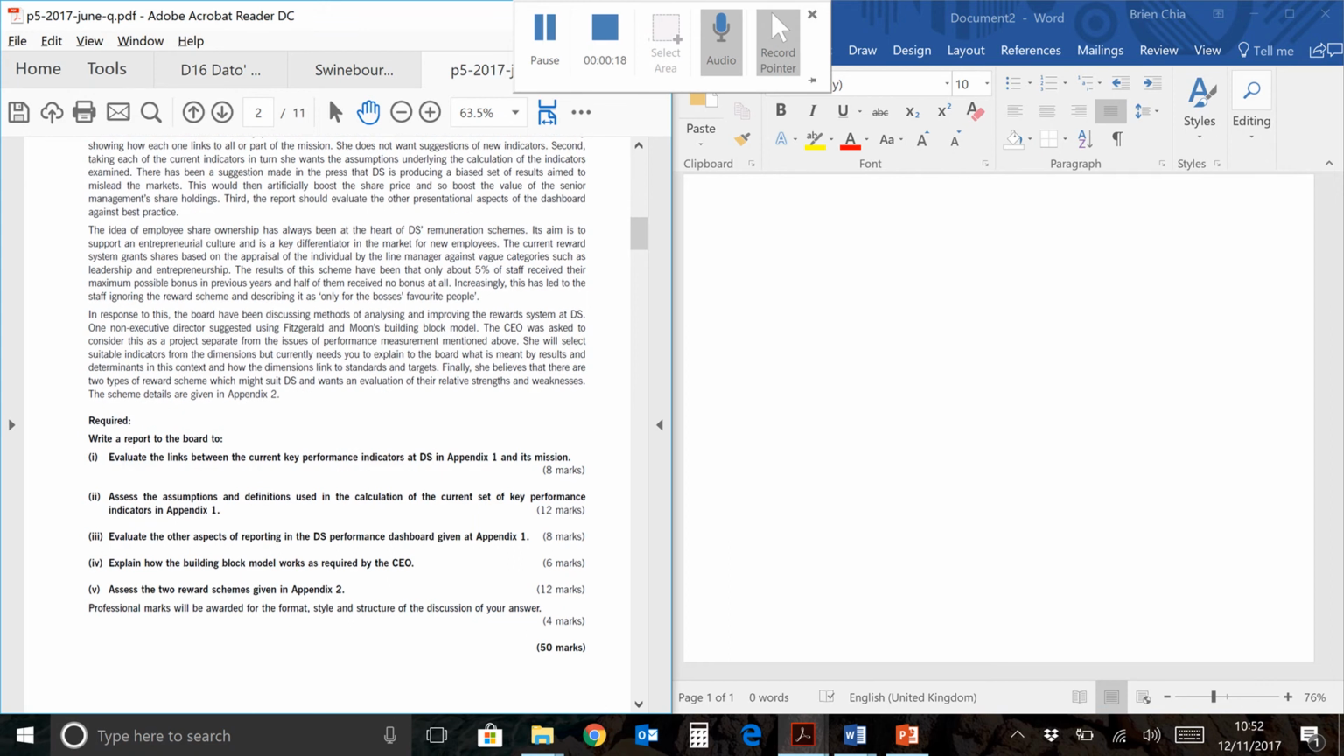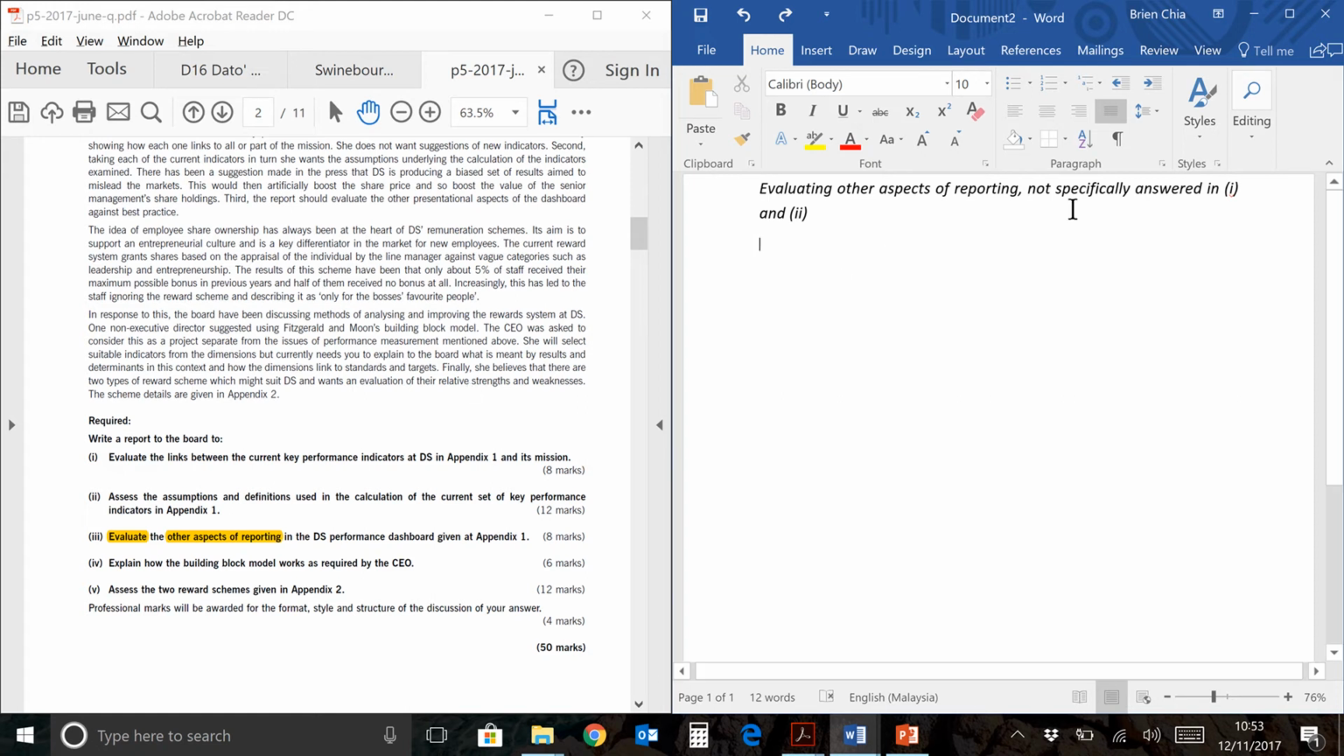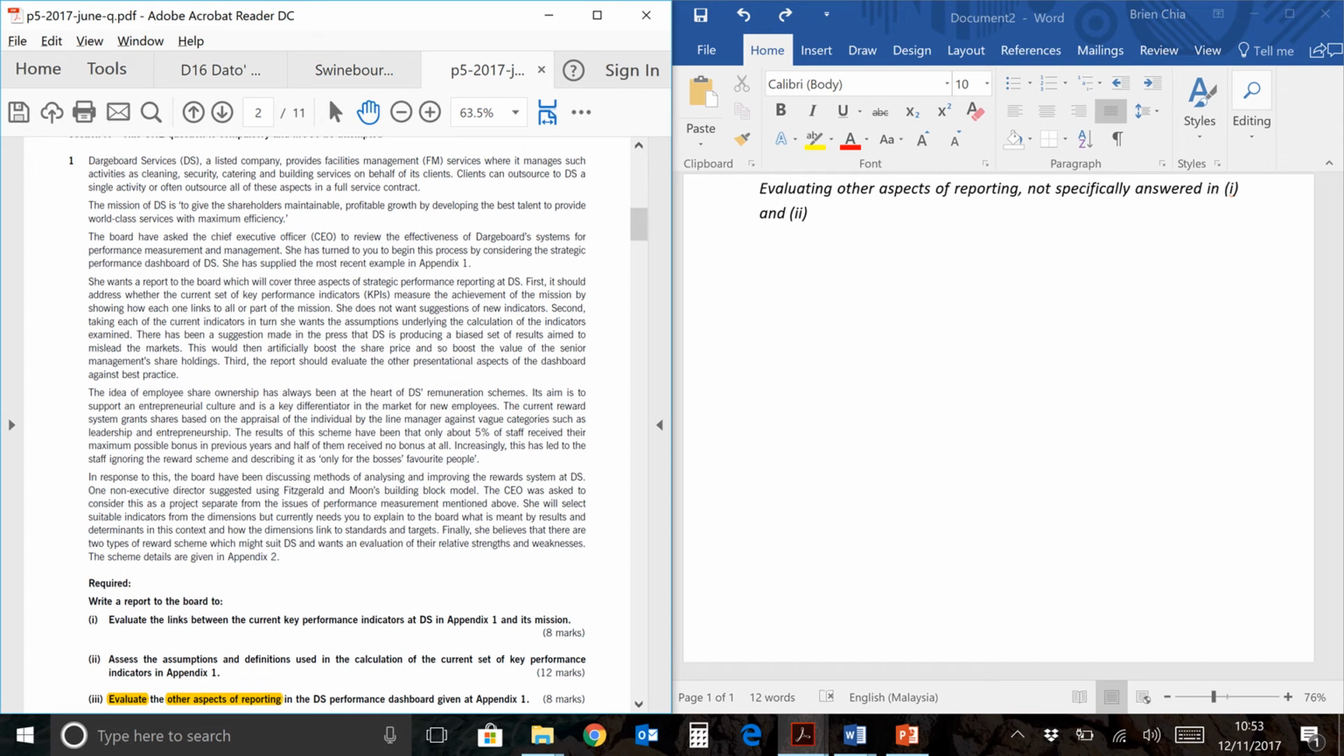So today we'll be talking about part III, or part 3: evaluate the other aspects of reporting in the DS performance dashboard. Since we have already answered requirements 1 and 2, we are talking about other aspects of reporting which are not specifically answered in part I and part II.